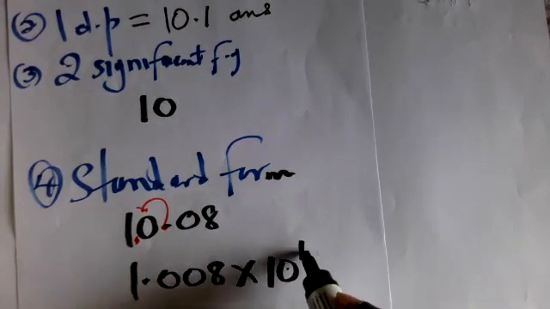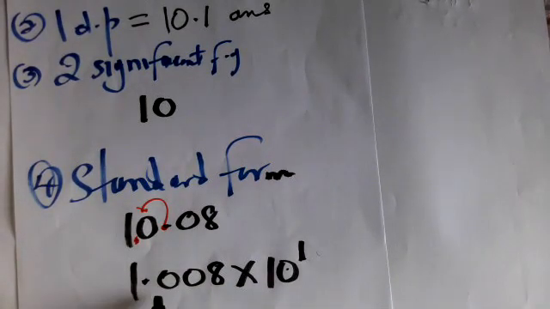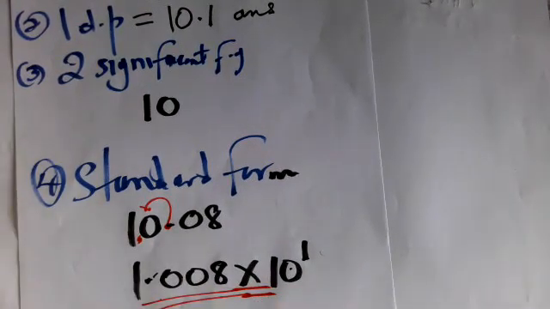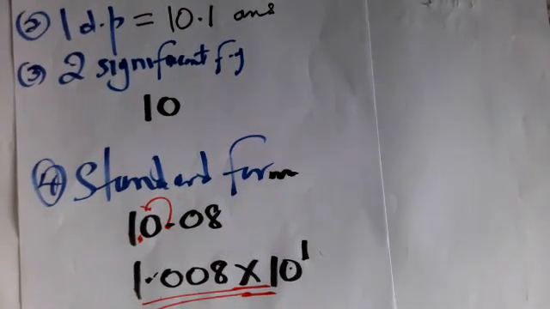And this is going to remain. We're not going to put negative because we are going to the left. Because if we multiply 1.008 times 10, we just move the decimal point one place, but the answer must remain the same. So this is indeed correct as it is. So it's 1.008 times 10 to the 1. That completes number 2.